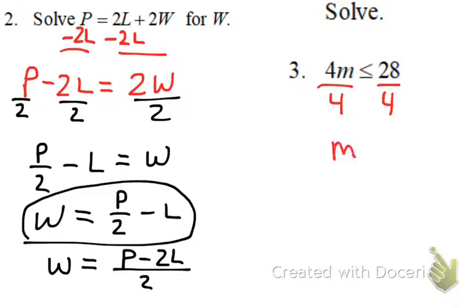Number 3, to get rid of multiplying by 4, divide by 4. And so you get m is less than or equal to 7. We've got the m by itself. We have it solved.